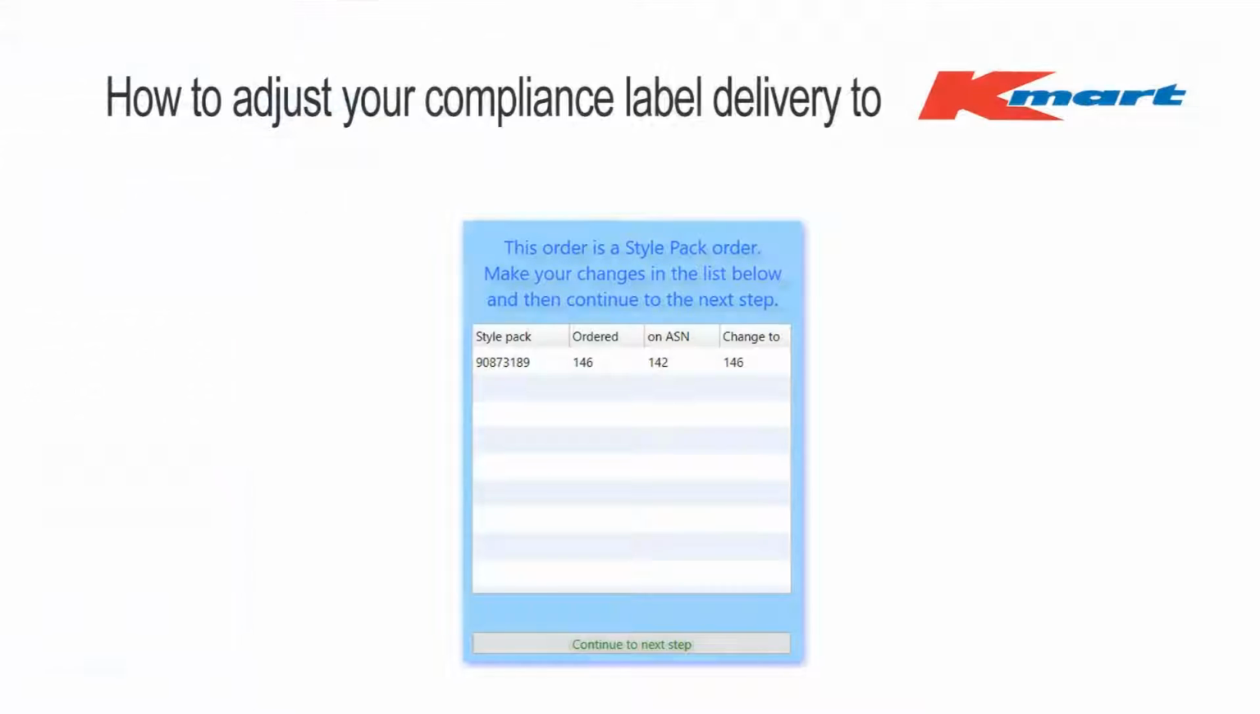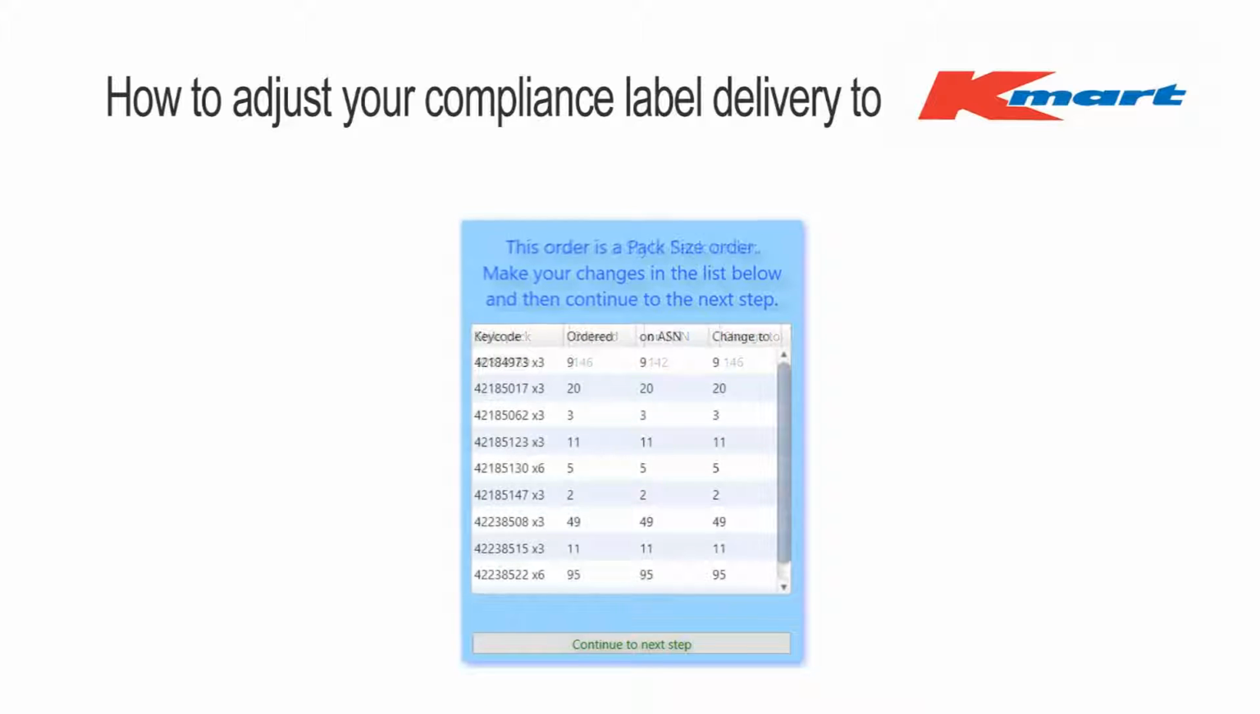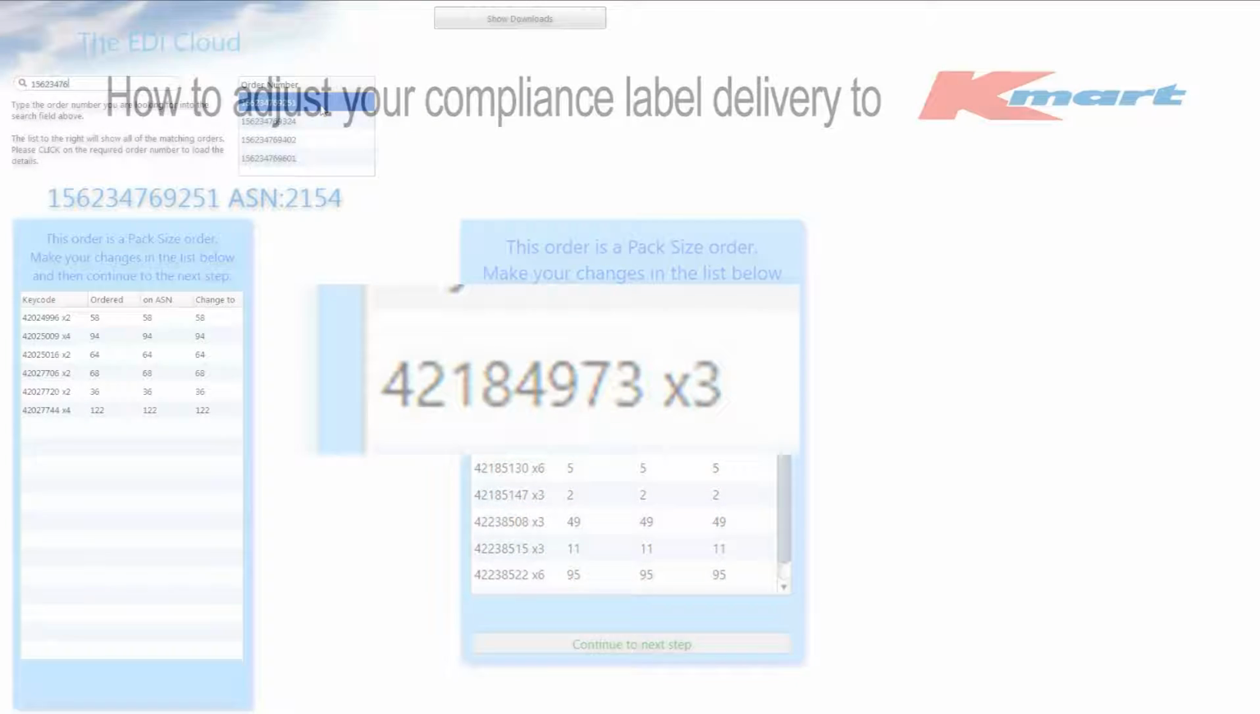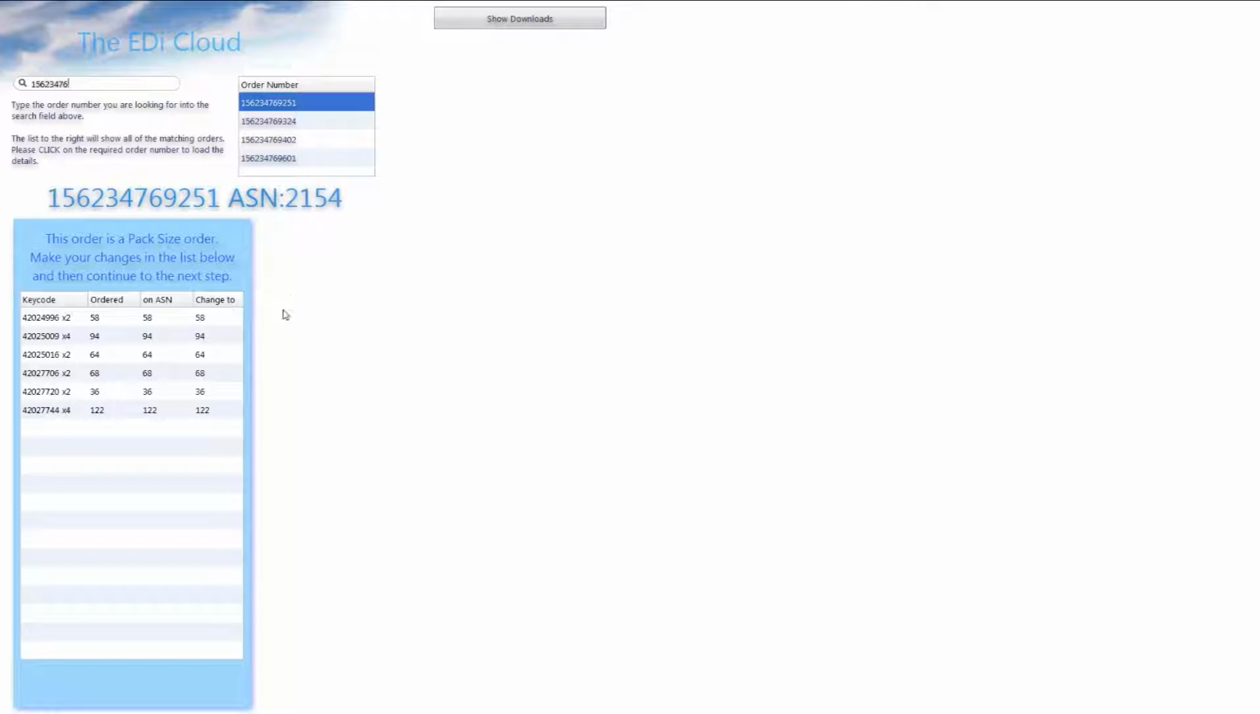If you supply style packs, then you will see the style pack code and how many packs have been ordered, as you see on this screen. If you supply pack size items, then you will see the key code for the item and the number of units in the pack. We will use a pack size order for this example, as it will give us more lines to use in this demonstration. The process is exactly the same for style packs, however normally there is only one line to change.